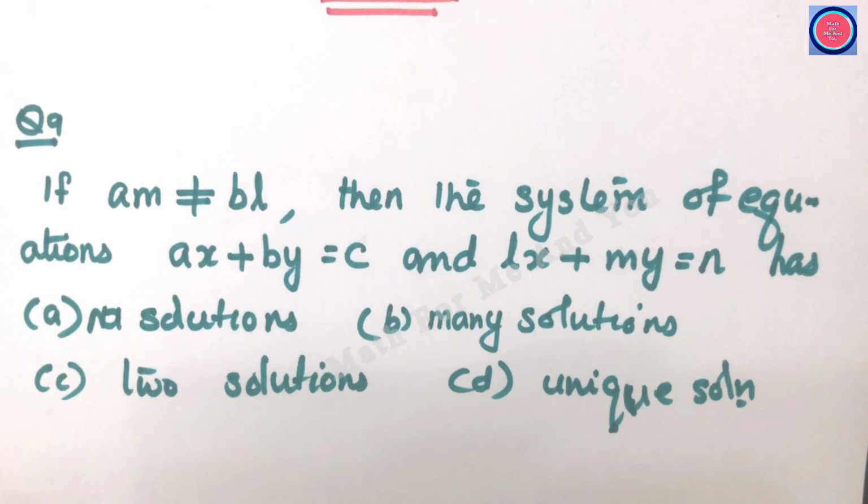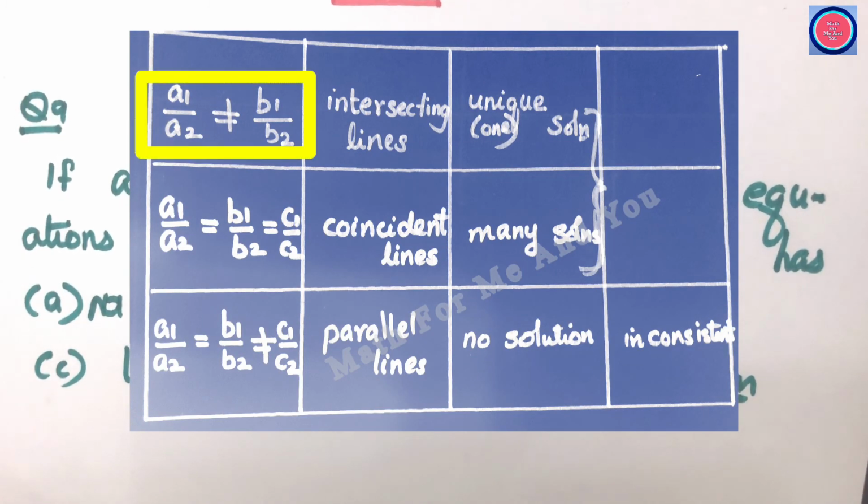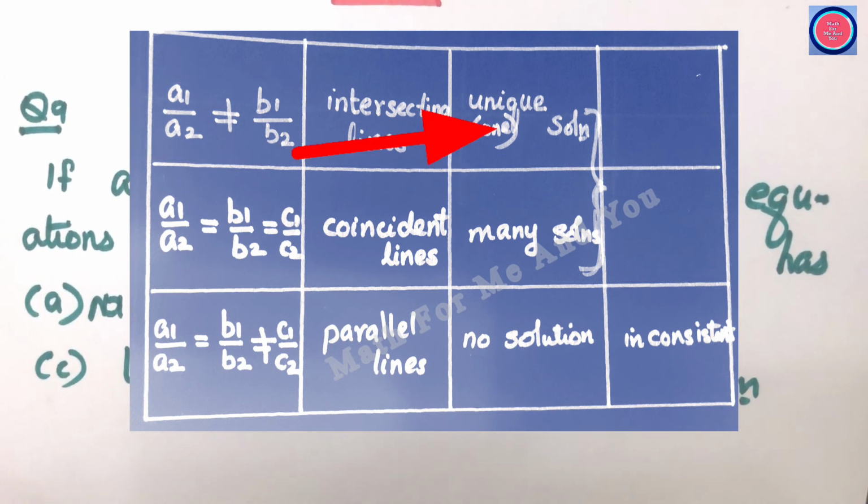Question 9 is, if am not equal to bl, then the system of equations ax plus by equals c and lx plus my equals n has no solutions, many solutions, two solutions or unique solution. See the given condition, am not equal to bl. It is something similar to the condition we have studied, a1 by a2 not equal to b1 by b2, which is the condition for a unique solution. So we shall start with that.